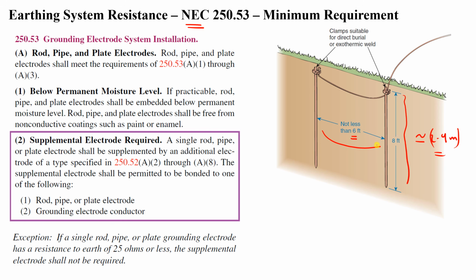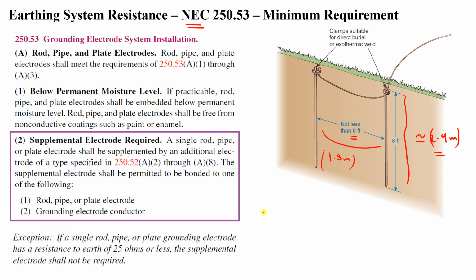This is the minimum distance between them. If I remember correctly, it is about 1.8 meters. Anyway, this is just the minimum, not the recommended. These are the minimum values for an earthing system according to the National Electrical Code. Okay? Now, as you can see, the length is 2.4 meters.